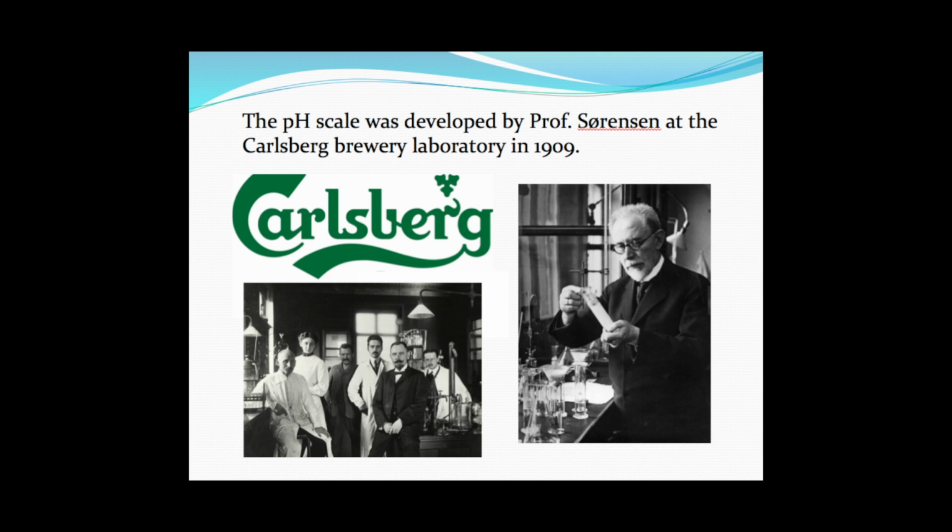So this is for you guys, not for your students, but it shows the link between the pH scale and carbon dioxide that has occurred since the scale began. The scale was made by a brewer or a chemist who worked in a brewery at the Carlsberg laboratory over 100 years ago. He was studying the biological processes used in fermentation of beer and needed a way to measure how much carbon dioxide was in these solutions, and he developed the pH scale to do that.